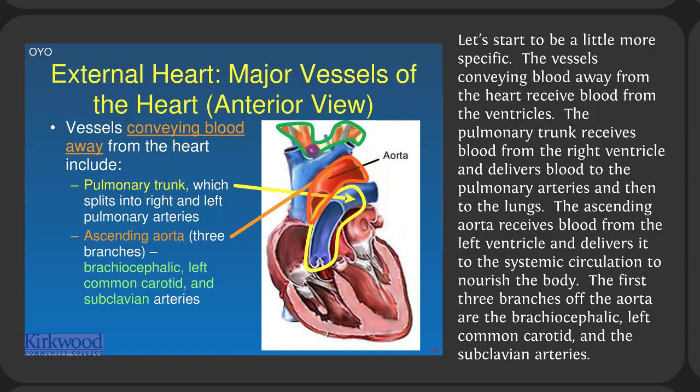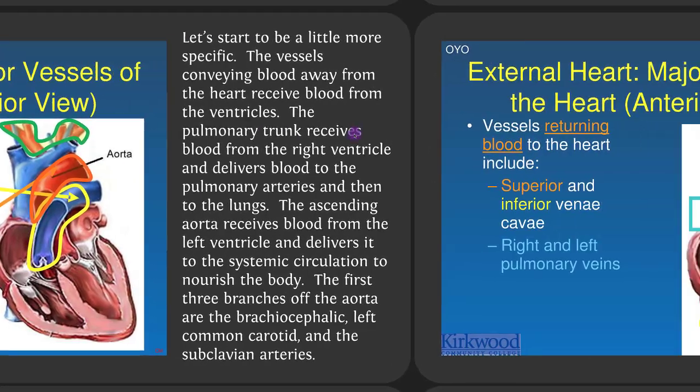The first 3 branches off the aorta, I always remember them as the BCS, as in the Bowl Championship Series in college football. So the first 3 branches are the brachiocephalic, the B, left common carotid, so C, and the subclavian arteries. So brachiocephalic, left common carotid, and the subclavians.